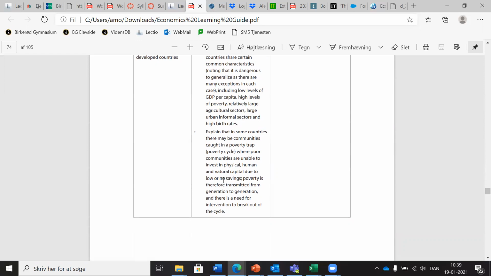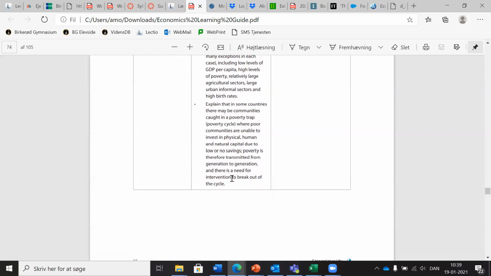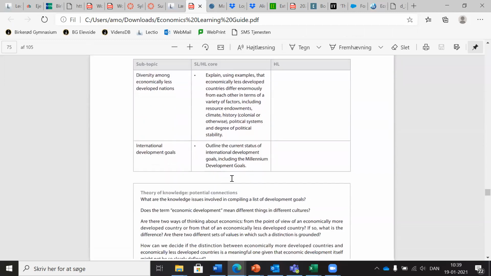Explain that in some countries there may be communities caught in the poverty trap, where poor communities are unable to invest in physical, human, and natural capital due to low or no savings. Poverty is therefore transmitted from generation to generation. So remember the poverty cycle, the poverty trap. Low growth leads to low GDP, leads to low saving, low investment, and the cycle just gets repeated. So be able to explain that there.